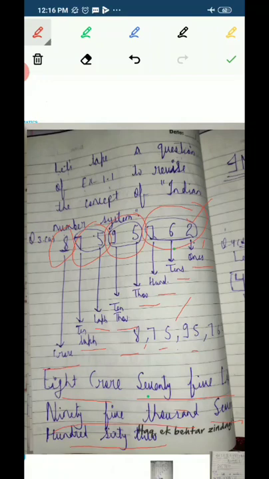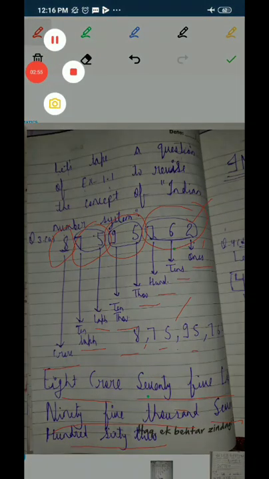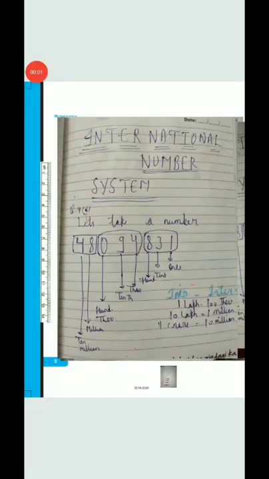So in question 3, in all the parts, first we have to write the place values, and then we have to insert the commas in the given number.